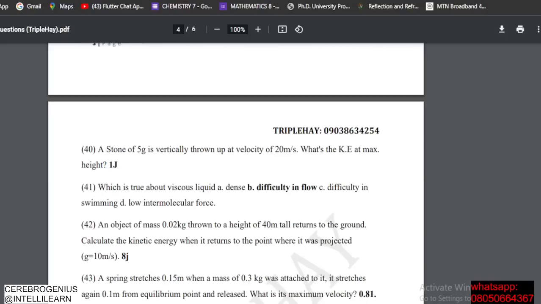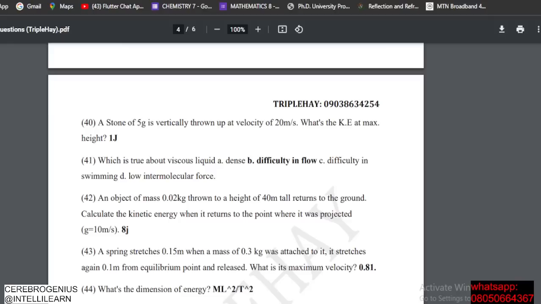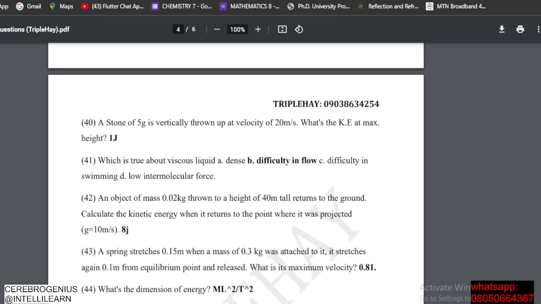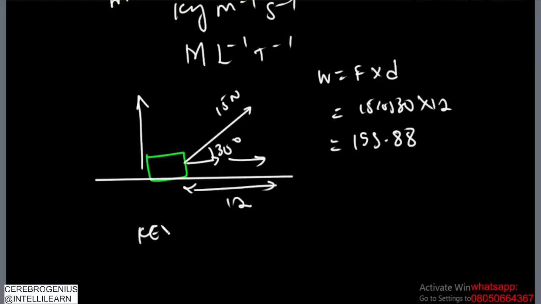So a stone of 5 grams is vertically thrown upward with a velocity of 20 meters per second. What's going to be the kinetic energy at maximum height? The mass is 5 grams and we throw it up with a velocity of 20 meters per second. We have to find the kinetic energy at maximum height.